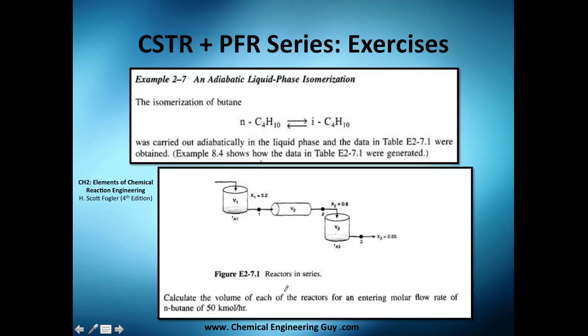So I bring you this exercise. It is from chapter 2, Elements of Chemical Reaction Engineering, Scott Fogler, 4th edition. Example number 7, an adiabatic liquid phase isomerization of butane. So maybe you're going to tell me that this is not a reaction, and you're not right. This is a reaction. It's isomerization. You're changing from n-butane to isobutane.